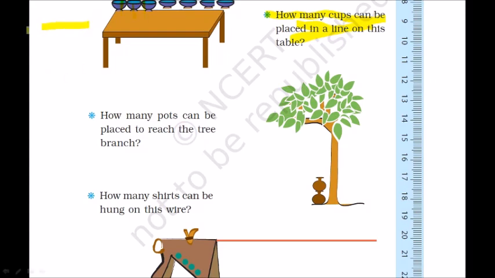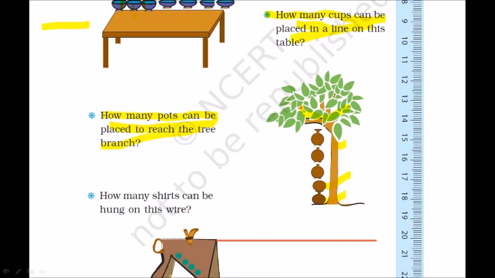Now come to the second question. Here the question is asking how many pots can be placed to reach the tree branch. Here we can see 2 pots are already there, and how many pots do we need to reach the branch? Let's see. 1, 2 and 3. We already had 2 pots, and we have put 3 more. So in total 5 pots are needed to reach the branch of the tree from the ground.